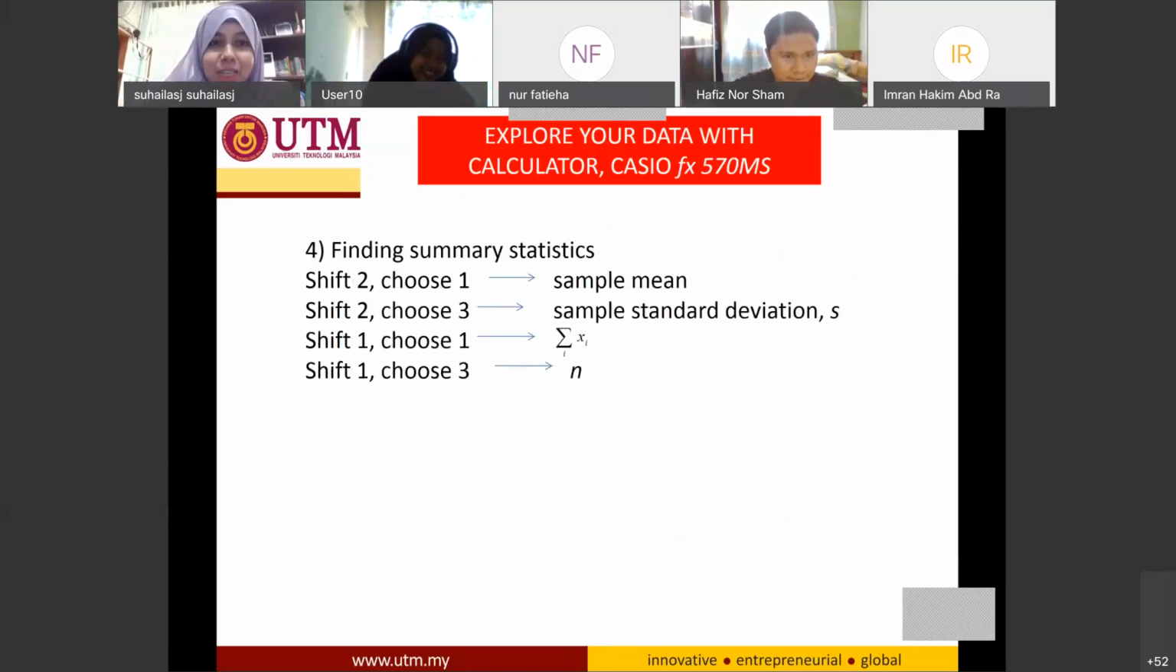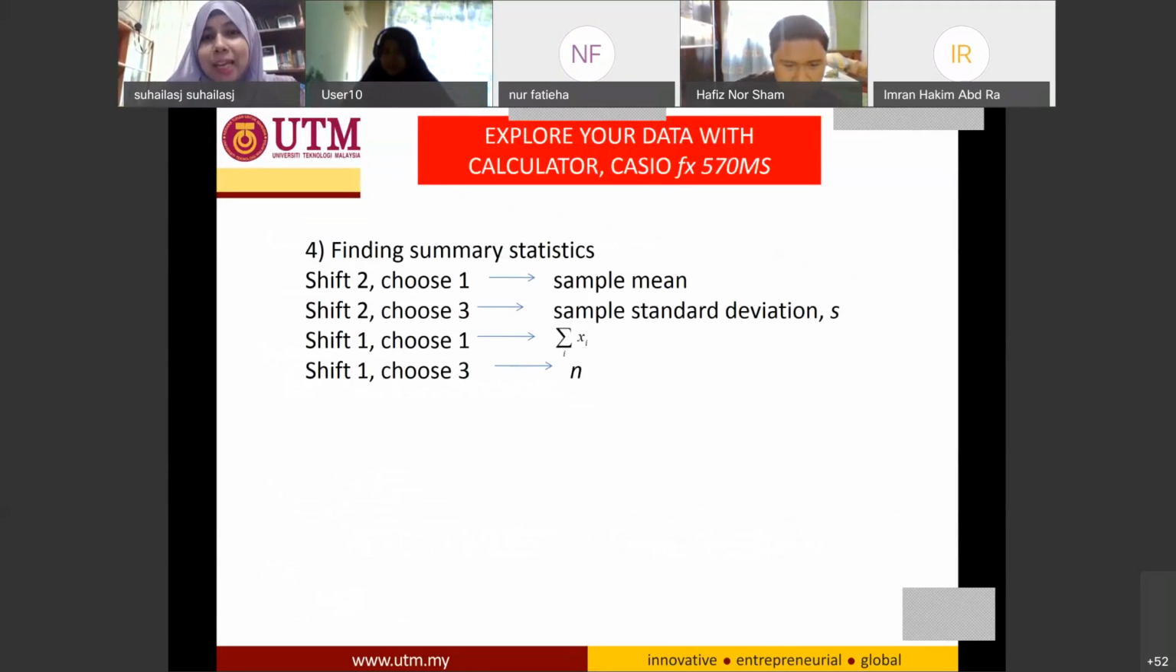Okay, ini dia punya tata cara lah ya. Once kamu dah enter your data, you find your summary statistic. Kalau kamu let's say shift 2, choose 1, it will give you sample mean. And then shift 2, choose 3, sample standard deviation. Dia akan S lah ya. And then shift 1, choose 1. Ini sum dia akan keluar, summation x, summation x square. And then kalau shift 1, choose 3, tu number of your observation.